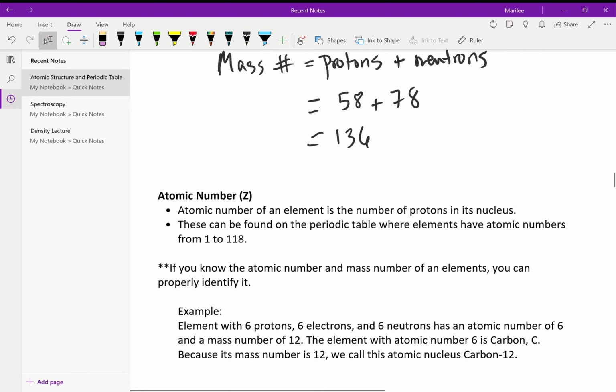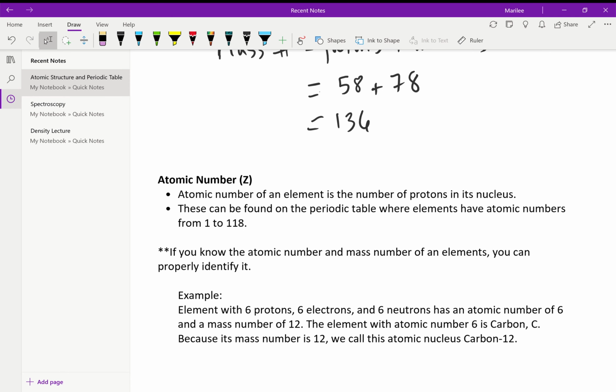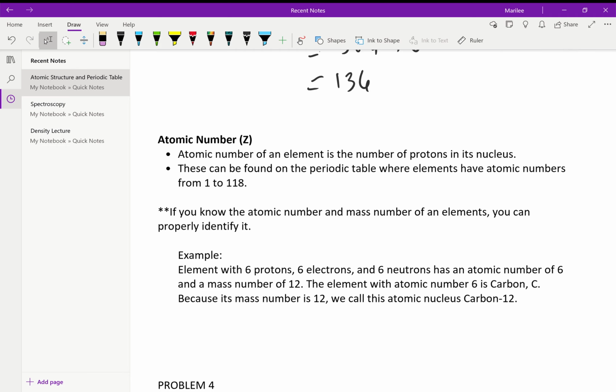Then we got atomic number. Atomic number is the number of protons in the nucleus. On the periodic table, the atomic numbers are 1 through 118. Each atom has a specific atomic number. Side note here says, if you know the atomic number and mass number of an element, you can properly identify it. So let's do an example now.